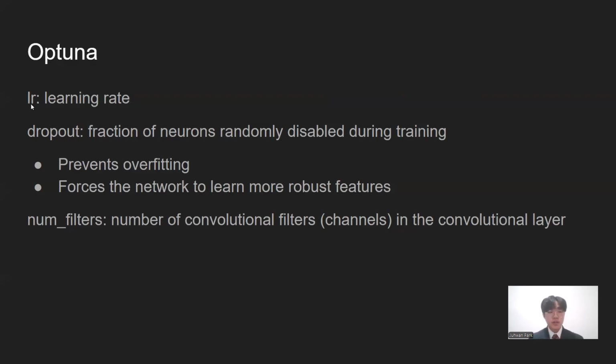I chose these 3. LR, representing the learning rate; dropout, representing the fraction of neurons randomly disabled during training, and this helps us to prevent overfitting and forces the network to learn more robust features. I also used the num filters hyperparameter, which chooses the number of convolutional filters in the convolutional layers.